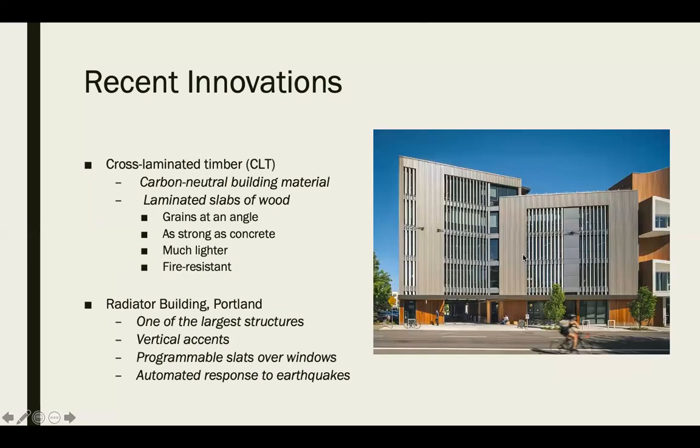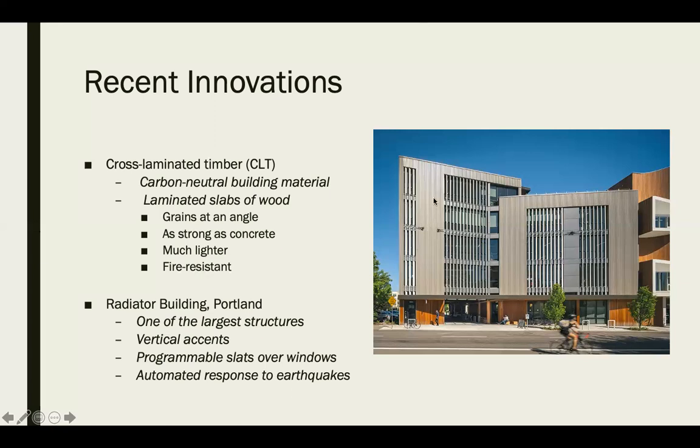We also see the advancement of cross-laminated timber, or CLT timber. It's a carbon neutral building material. It uses laminated slabs of wood and puts the grains at an angle. It acts as strong as concrete does in some situations, but it's much lighter. It's fire resistant. This is the Radiator Building of Portland. It's one of the largest structures created with CLT, and has vertical accents to it that make it seem like it's even taller than it actually is.